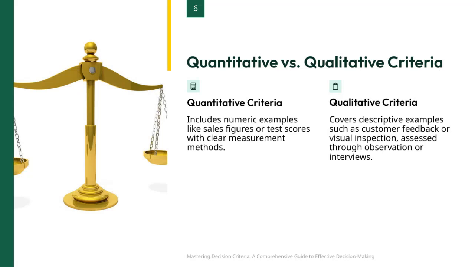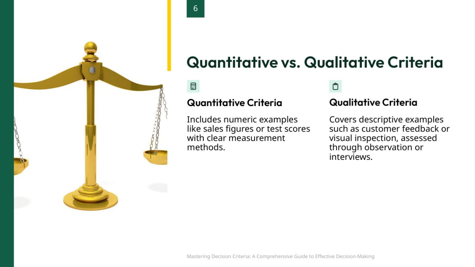Here, we're comparing quantitative and qualitative criteria, two key ways to evaluate information. On the left, quantitative criteria focus on numbers and measurable data, like sales figures or test scores. These are clear and objective, relying on precise measurement methods, which makes them straightforward to analyze. On the right, we have qualitative criteria, which are more descriptive and subjective. Think of customer feedback or observations gathered through interviews or visual inspections. These provide valuable insights that numbers alone can't capture.